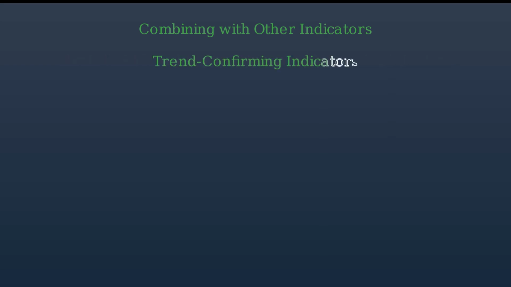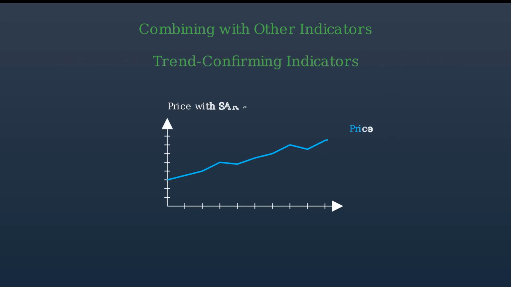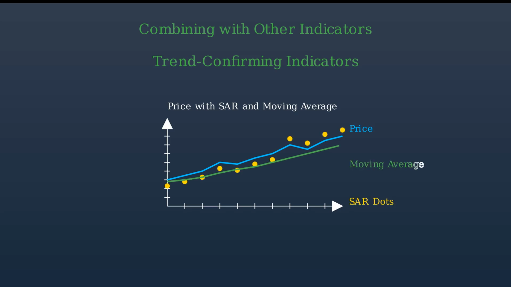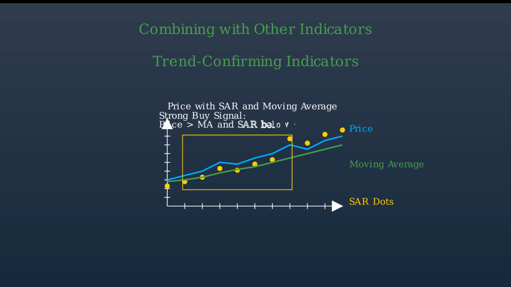Trend-confirming indicators such as moving averages can help validate the signals from Parabolic SAR. When SAR dots are below the price and the price is above the moving average, we have a stronger confirmation of an uptrend. This combination creates a strong buy signal, filtering out potential false signals that SAR might give on its own.